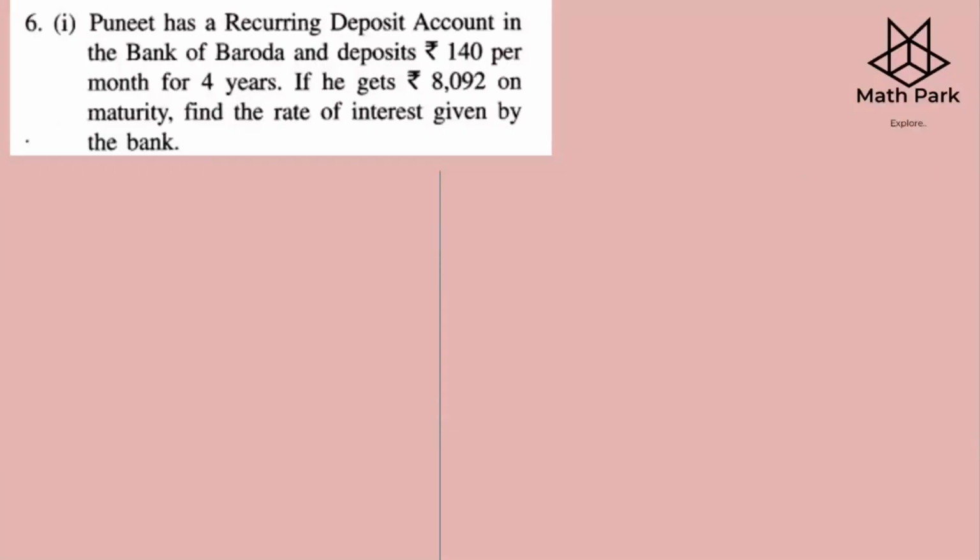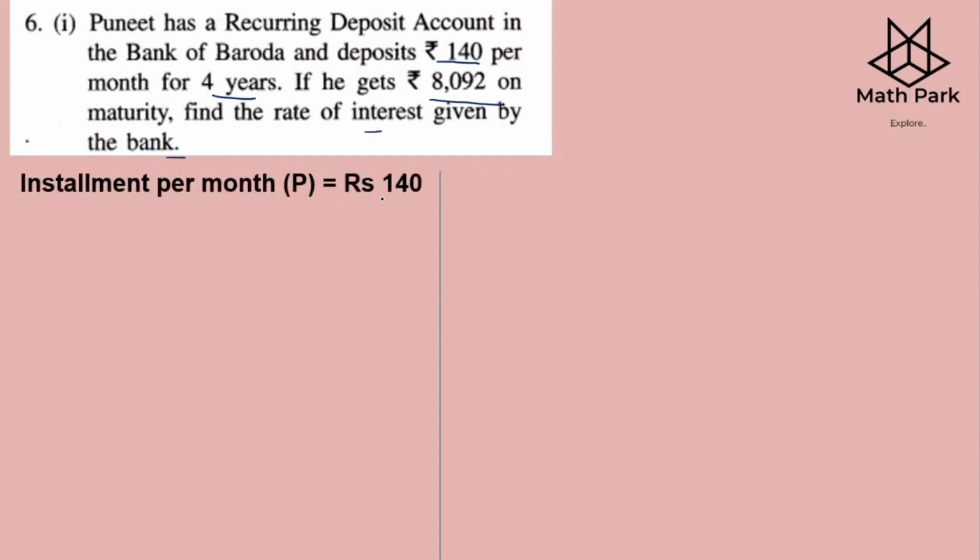Let's start with question number 6. Punit has a recurring deposit account in the Bank of Baroda and deposits rupees 140 per month for 4 years. If he gets rupees 8,092 on maturity, find the rate of interest given by the bank. So now let us note down the things given.